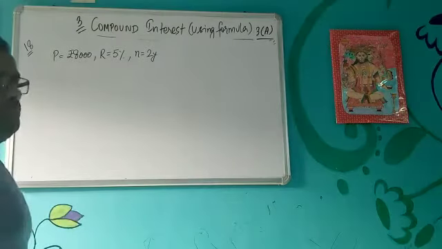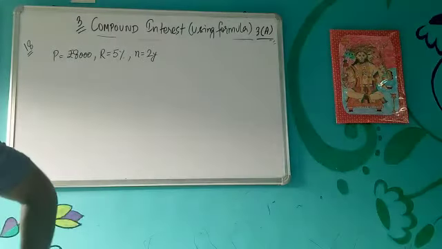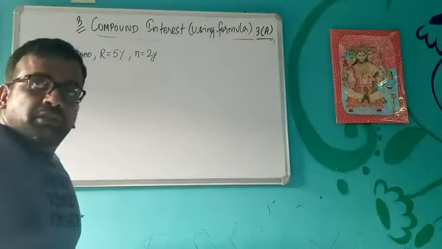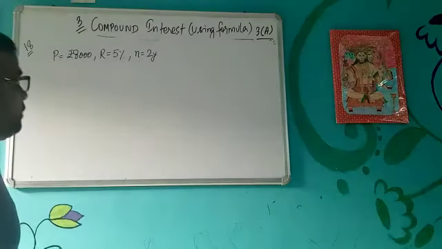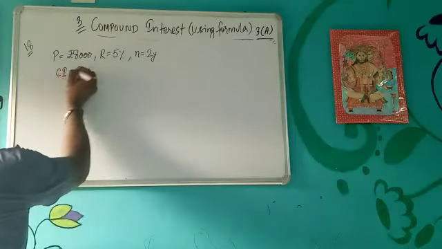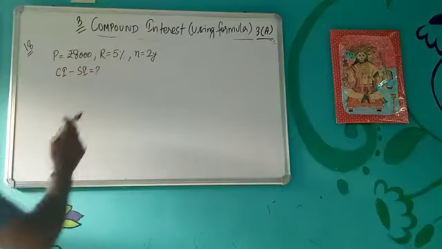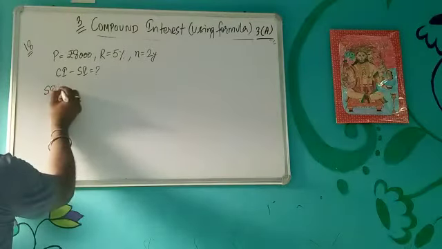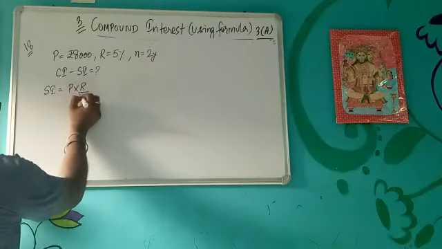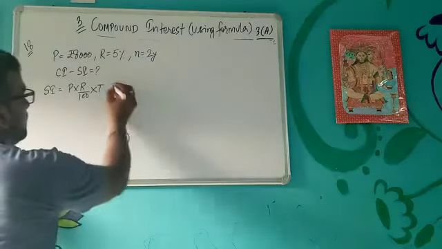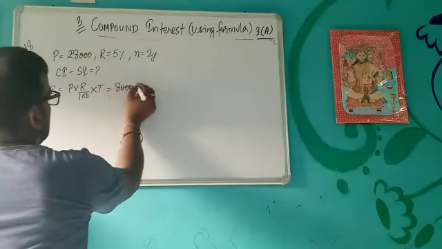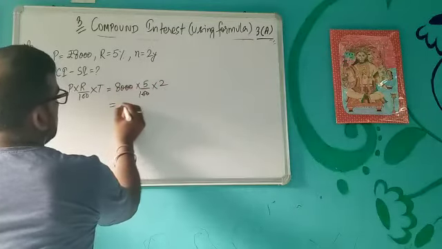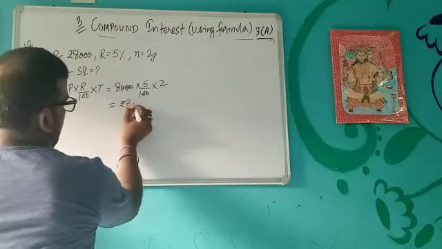Okay, so in this problem, principal is given as 8,000 and rate is 5% per annum and time is 2 years. So in this, what we have to calculate? We have to calculate the difference between CI and SI. Now we will calculate first SI, that is P into R upon 100 into T. So principal 8,000, rate is 5 upon 100, time is 2. So it is rupees 800.